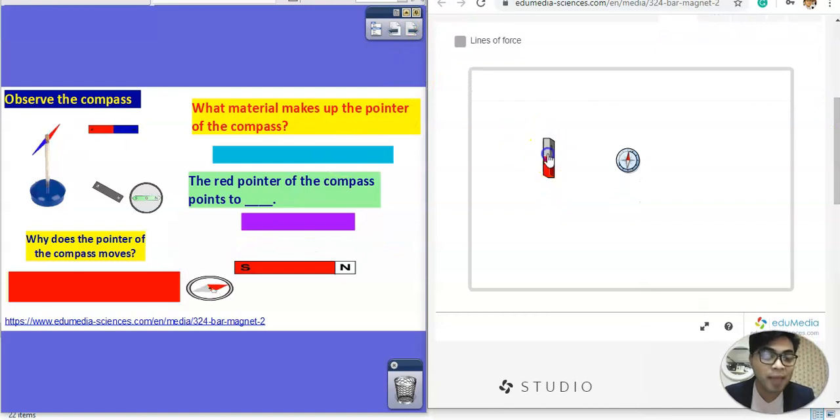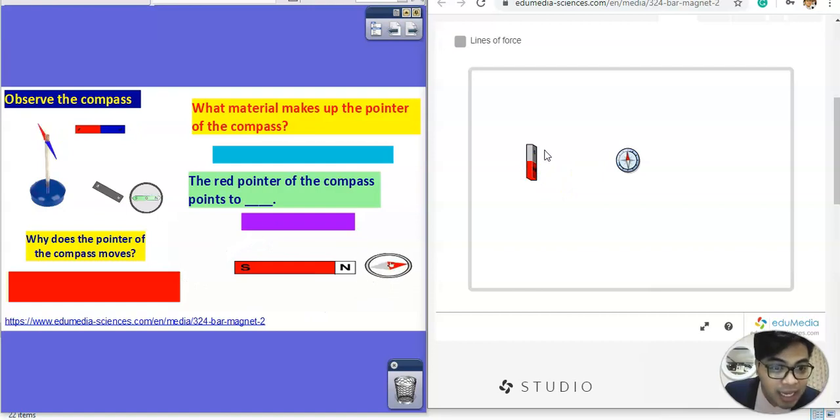So I have here a small magnet, and this one is your compass, and I want you to identify which one is the North Pole in the compass. Is it the red one, or is it the gray one? So for the magnet, the gray one here is the South Pole, and the red one here is the North Pole. So let's answer the first question first.